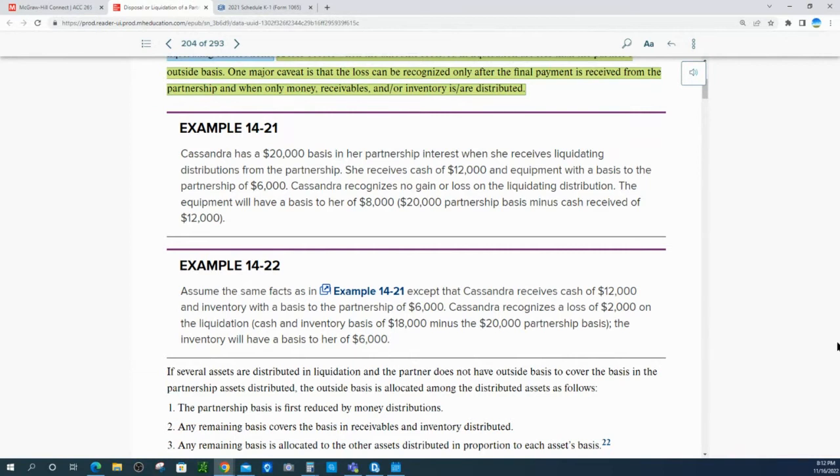The $2,000 difference is then attached to the equipment and increases its basis, right? The equipment had a basis of $6,000, so now it has a basis of $8,000. That extra $2,000, when she sells it, she's going to get that $2,000 benefit at that point.